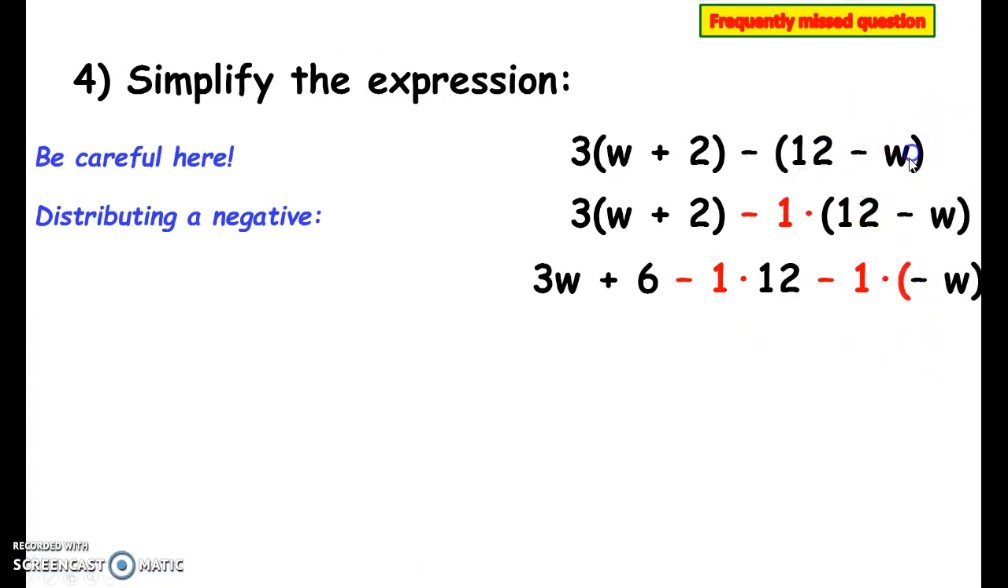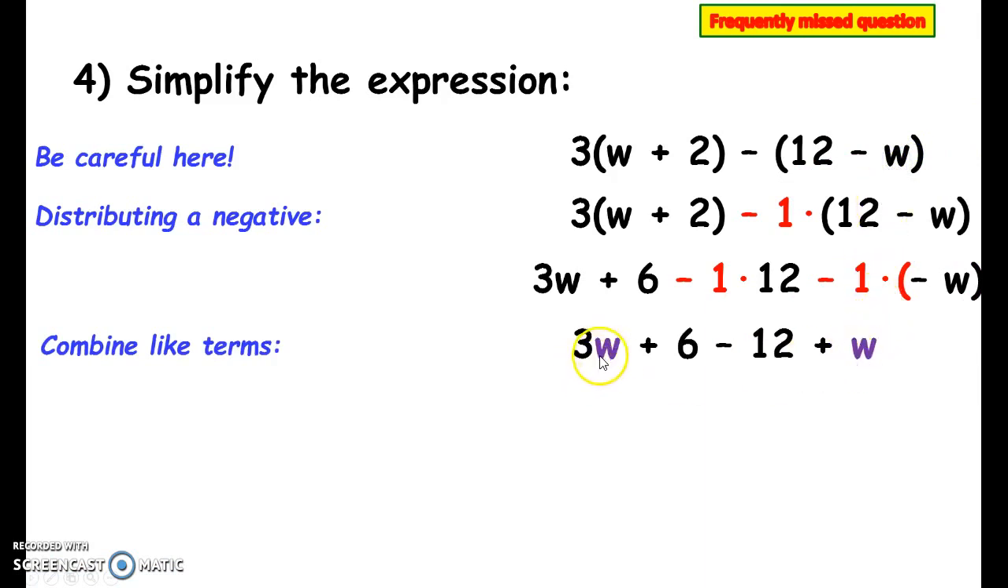Now we can combine like terms. We've got 3 W's here plus 1 more W here makes 4 W's, and then 6 minus 12 is -6. So we've got 4W minus 6. That's all you can do with an expression, is just simplify it.